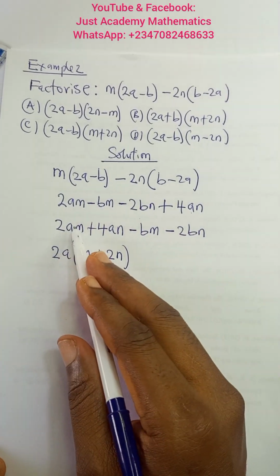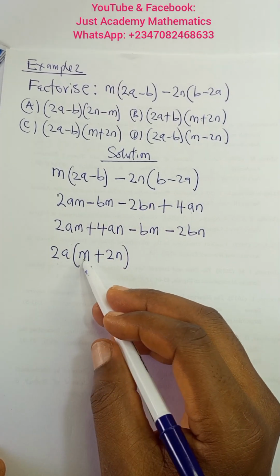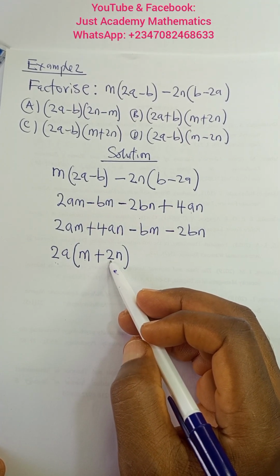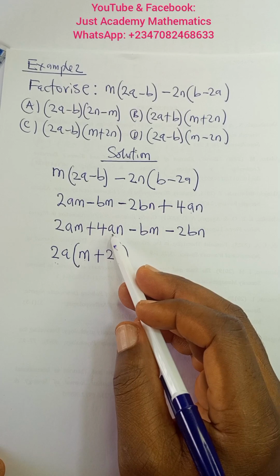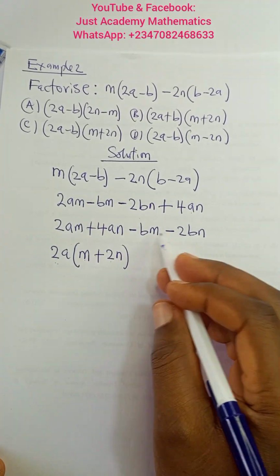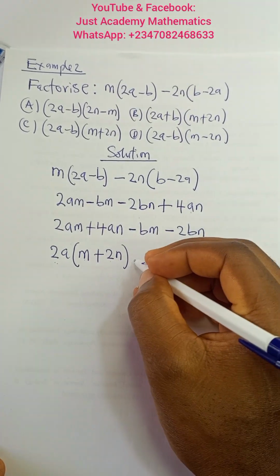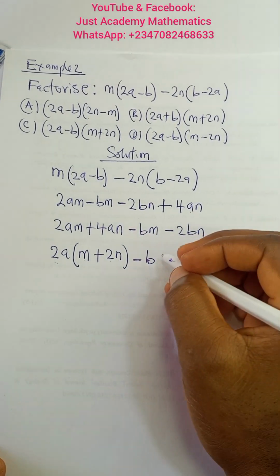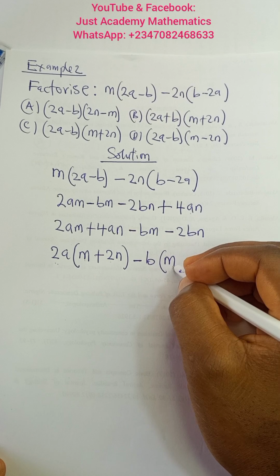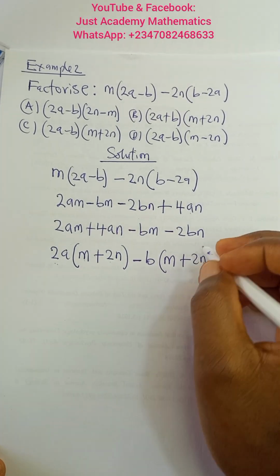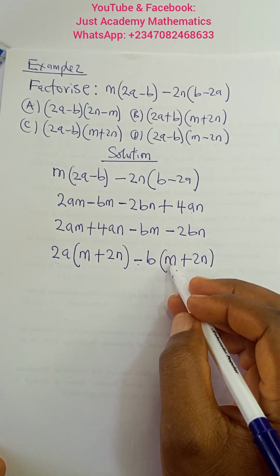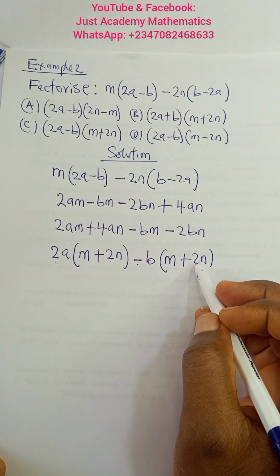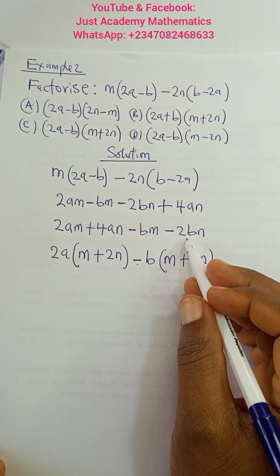Always check if it will give you back. 2a times m is 2am. 2a times 2n will give us 4an. Now in this second pair, what is common? Minus b is common. And what will remain? It will remain m plus 2n. Check: minus b times m is minus bm, minus b times plus 2n is minus 2bn.